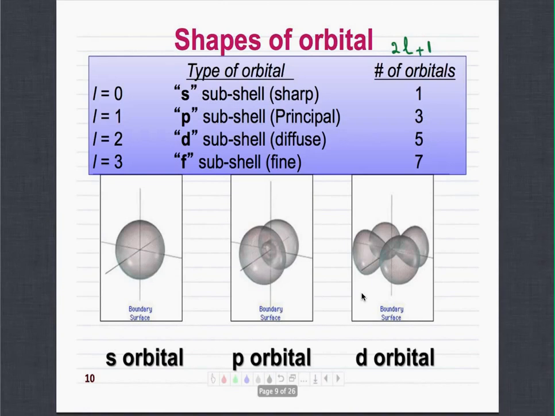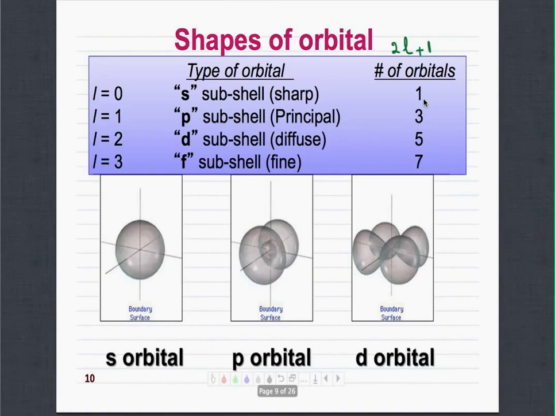Now the number of orbitals in each one of those is equal to 2L plus 1, so it depends on L. For example, for S, L equals 0, so the number of orbitals is 1. And this is what we saw. For S, we have only 1 sphere. I didn't show you, for example, 3 or 4 spheres. While for P, it's 2L plus 1. The L in this case is 1, so 2 times 1 plus 1 is 3. So a P subshell has 3 orbitals, which we just saw. The PX, PY, PZ.